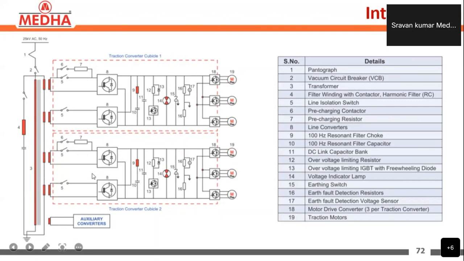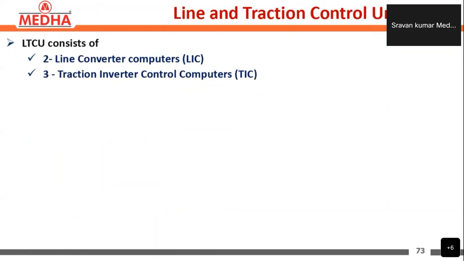So in the same way, line and traction converter unit 2, LDC 1 and LDC 2, the working will be same. So next, LTCU consists of two line converter computers. So this is about the control unit of the line and traction converter unit. So the SR will be having the control unit, in which we are having the two line converter computers, LIC, and three traction inverter control computers, TIC.